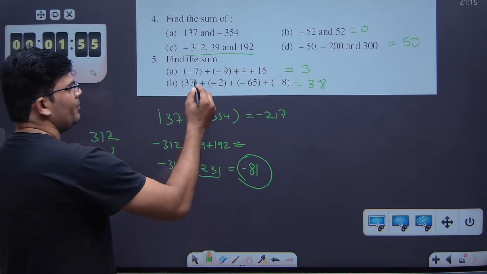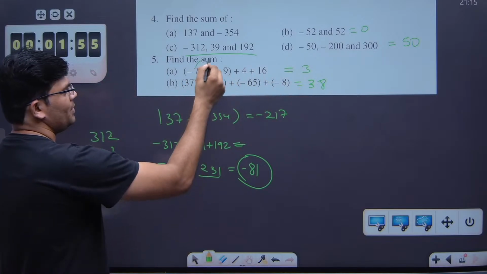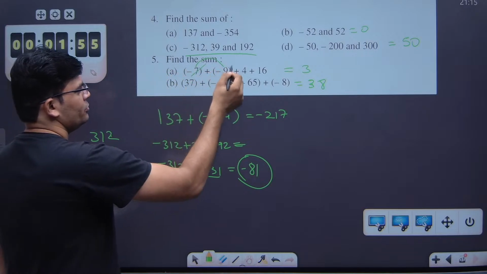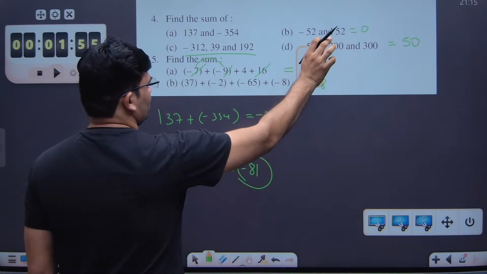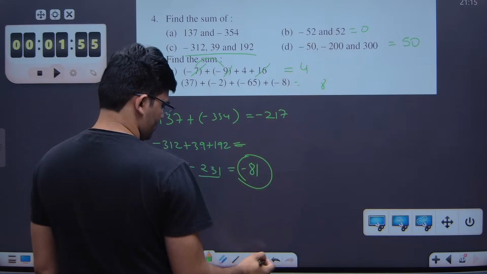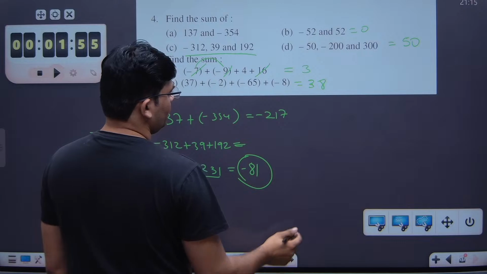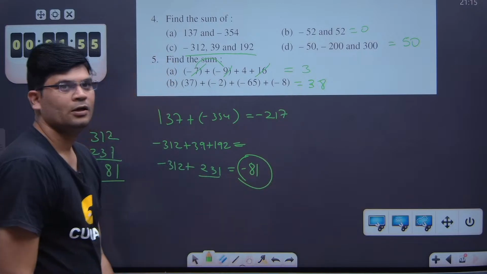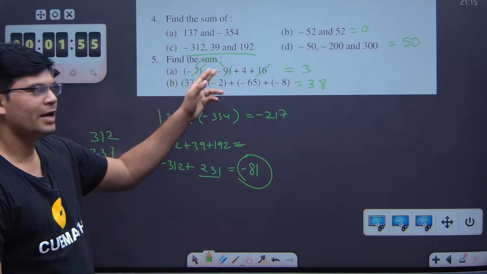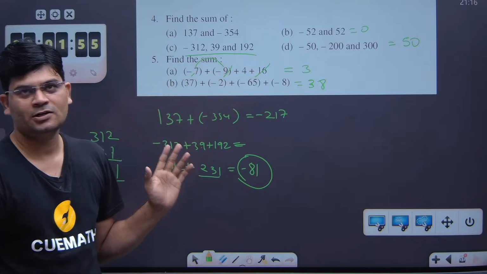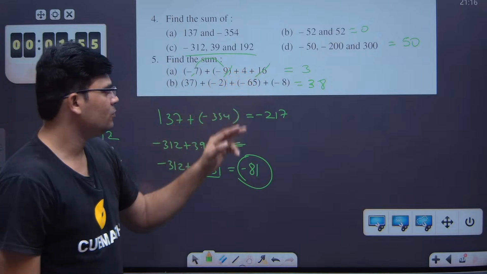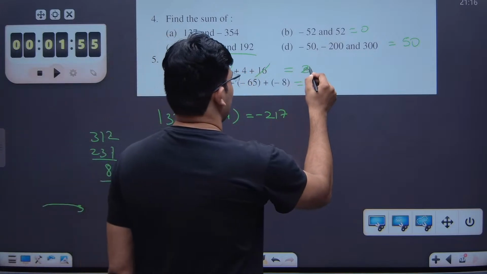Now see there, dear. What happened in this question? See, 7 plus 9 is 16. So 16 minus 16 is 0. So the answer could have become 4. I don't know how you got 3. You can simply see these two numbers are 9 and 7, 16. Negative 16 and plus 16 can be cancelled to 0 and you will be left with only 4. So this answer is incorrect.